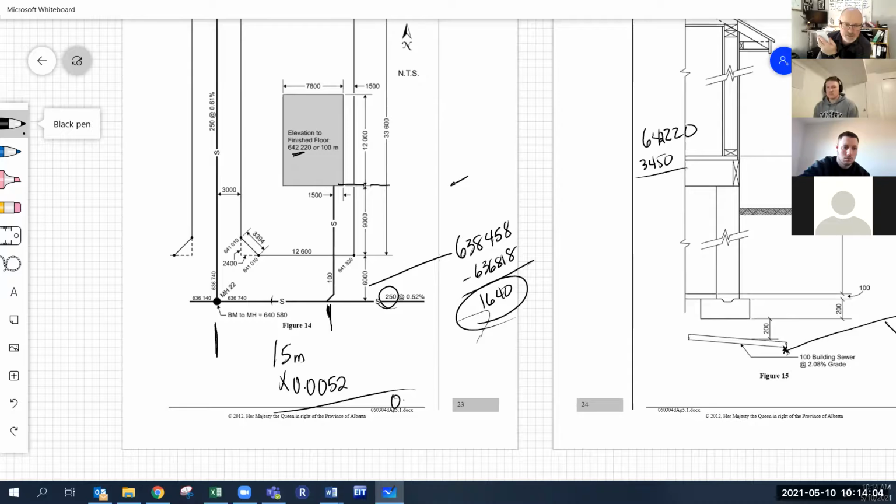So that's 0.078 meters. Or if I times that by 100, I can get mils. That's 7.8 mils. So what we do is go 636,740, adding the rise of 7.8, somewhere around there, I think.